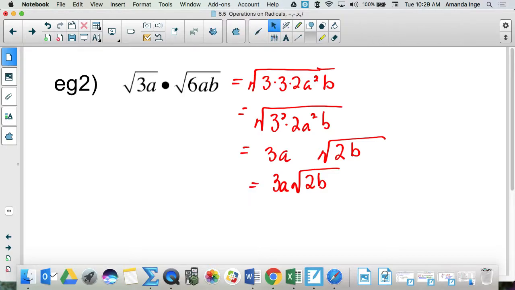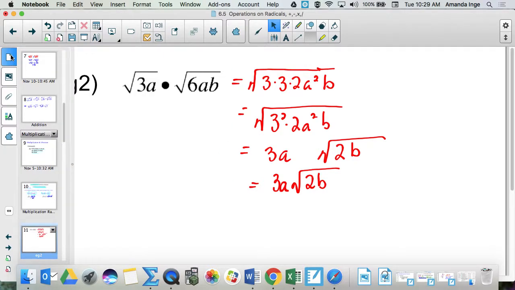You can multiply 3 times 6 and get 18 if you want to, but you're going to have to turn around and find the largest perfect square in the number. So that's why I didn't multiply the numbers together.